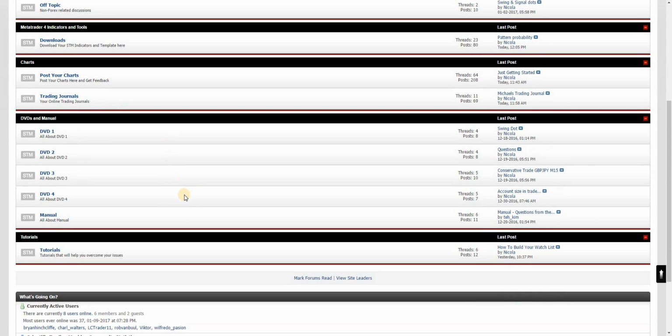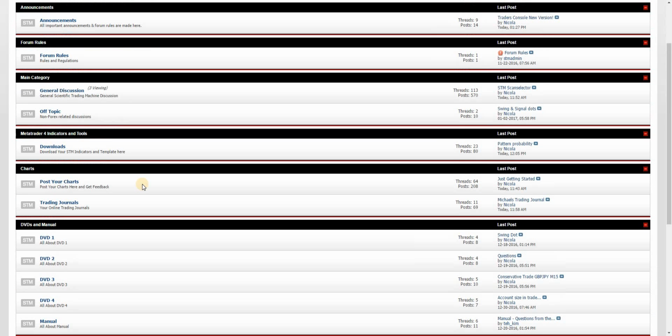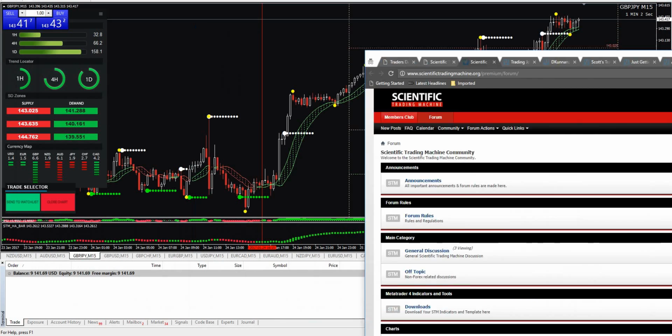As you can see here, there are areas for talking about the manual, DVDs. You can come in here and you can do your own trading journal. You can post your charts. And obviously the vendor is very good at getting back to people. Here's the download section. That's where you'll get your indicators and things of that nature. So yeah, definitely good with customer support. All right, let's bounce out of there.